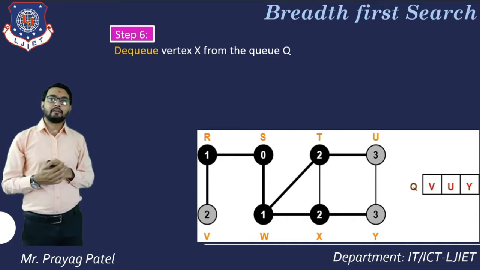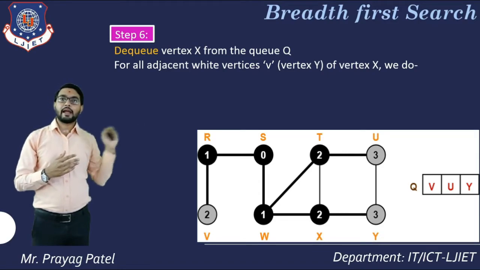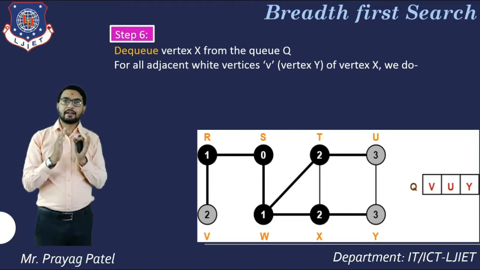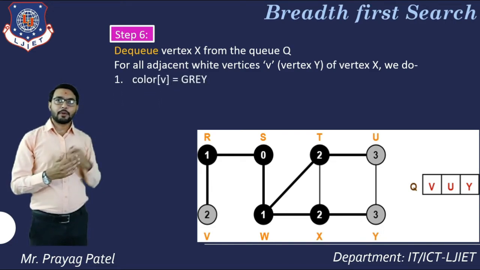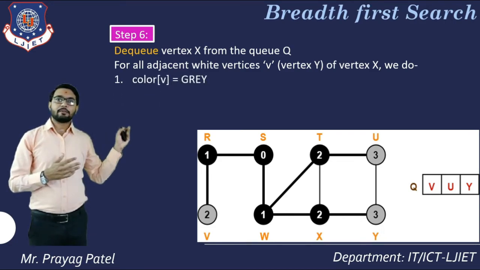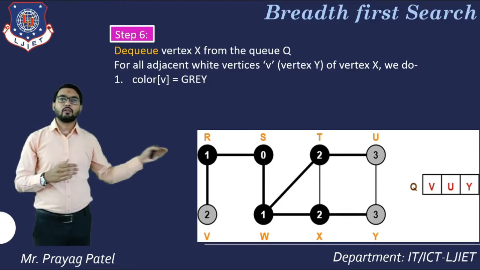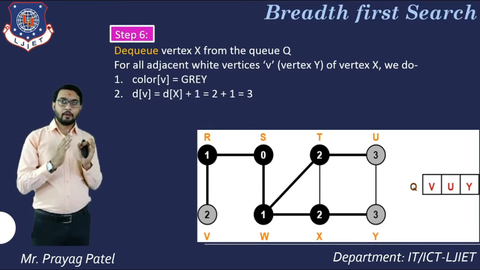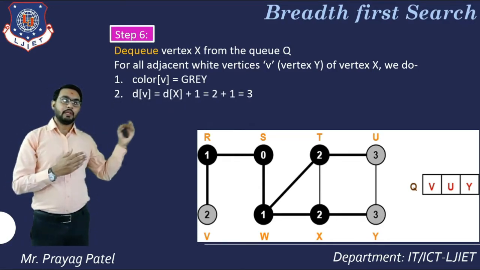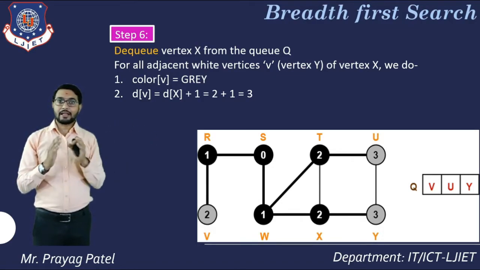Now after that we consider the neighbor of the node x. Here the neighbor of the node x is y. So consider y as a vertex v. Now perform the following operations for this vertex. First, color of v equal to gray, meaning color of y equal to gray. Second step, d of v equal to d of x plus 1. Here consider d of x equal to 2, then 2 plus 1 is 3.